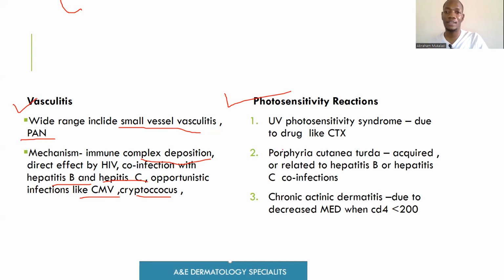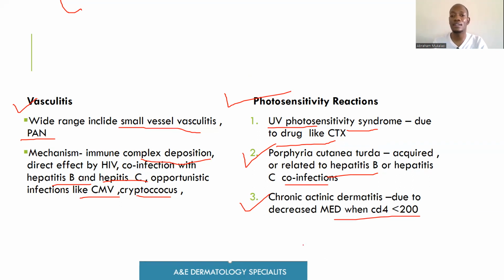So in HIV, we usually see people now becoming more sensitive to light, to the sunlight, and they can present with UV photosensitivity syndromes. This is usually due to even the drugs that we give, like septrin. They can also present with porphyria cutanea tarda, and this is usually the acquired type. Can also be related to infection with hepatitis B and hepatitis C co-infection in HIV as well. They also get chronic actinic dermatitis, especially if the CD4 goes below 200.